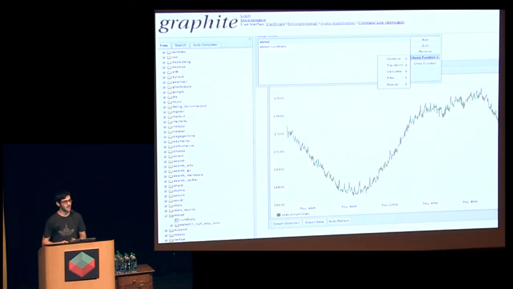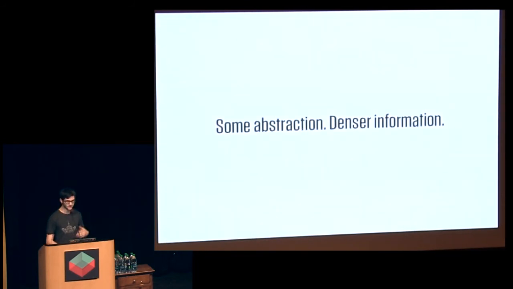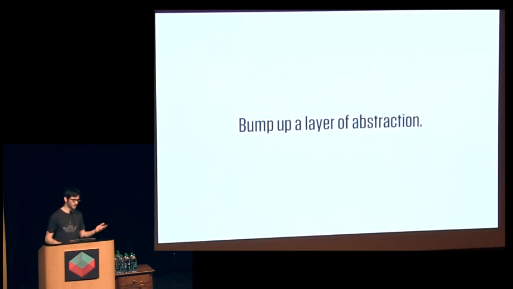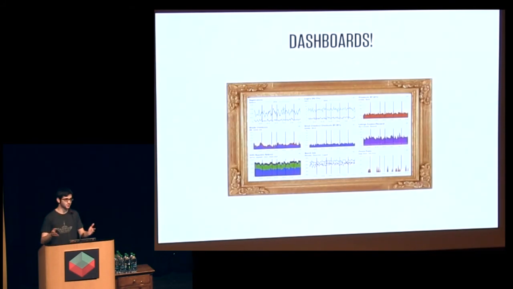We're at the same problem that we had before. It's dense, right? We have all the graphs. There's abstraction around it, but again, it's harder to get at on a larger scale. So, how did we solve this before? We bumped up the level of abstraction. That's what we're going to do again, and create dashboards.